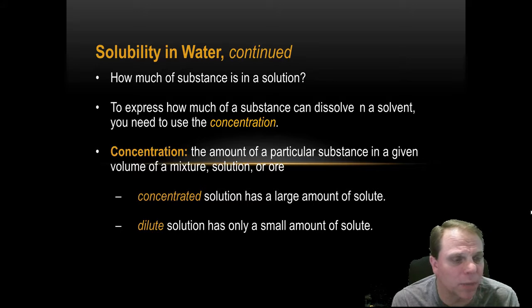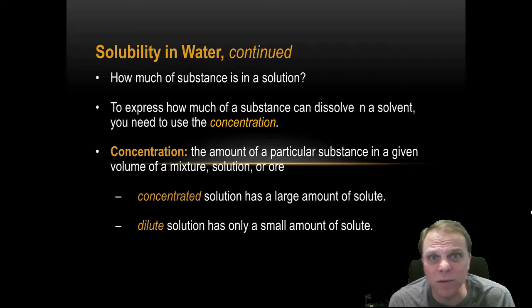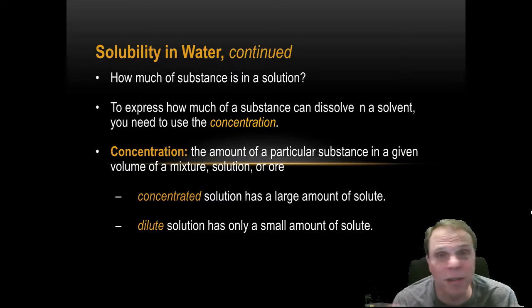And we have ways to express this. One of them is called the concentration. Concentration is the amount of a particular substance in a given volume of a mixture, solution, or ore. Now, there are a few different ways to calculate concentration. One of them is through molarity. There are lots of different ways, but we're going to talk about molarity briefly, and we're going to talk about another value which has to do with percentages as well.